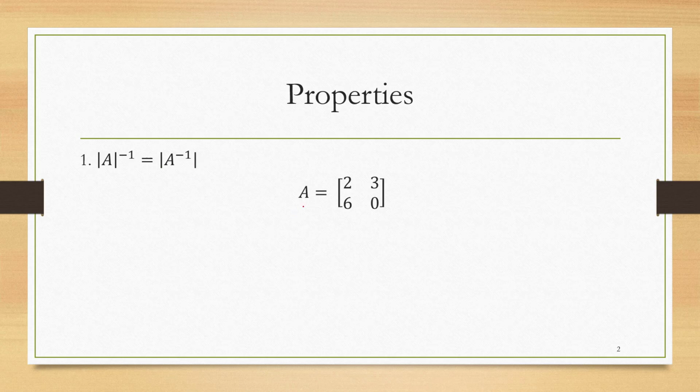So again, the proofs we are not going to do, but we are going to understand these with the help of examples. So I have taken a 2 by 2 matrix 2, 3, 6, 0. Let's start with the left side. Left hand side says determinant of A inverse. So determinant of this matrix is 2 into 0 minus 6 into 3, its inverse is minus 18 inverse, or 1 by minus 18, or minus 1 by 18. One and the same thing.